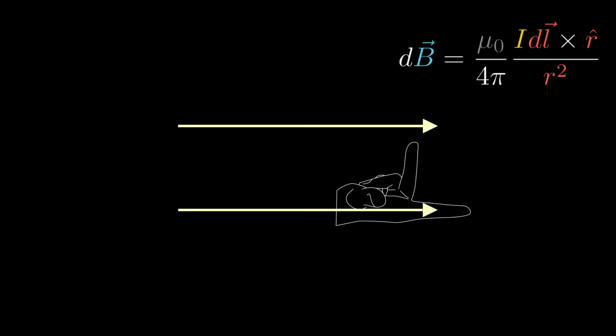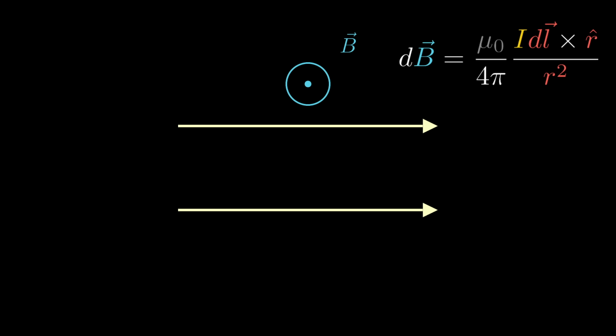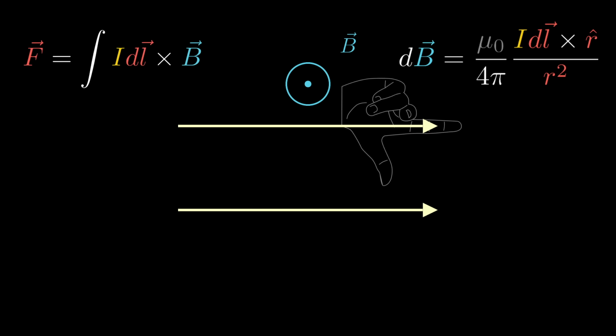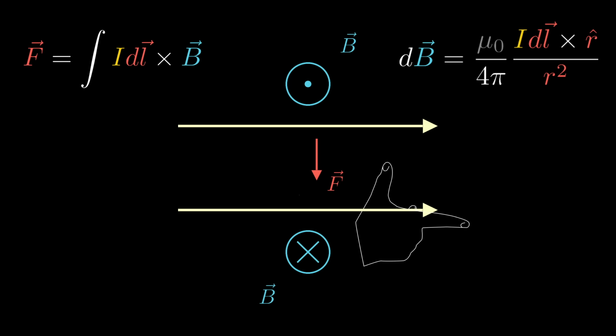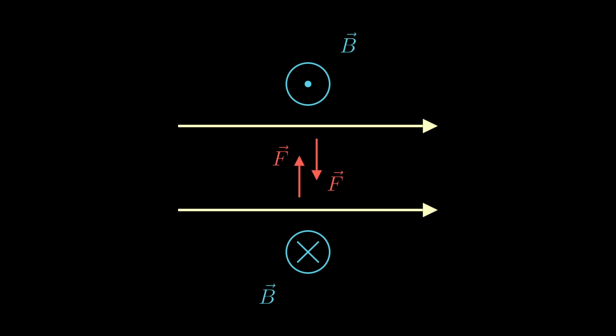Another example is two parallel wires like this. The bottom wire creates a curling magnetic field, which points out of the screen near the top wire above it. So our I dL cross B points downwards, which means that the top wire is getting pushed downwards. Likewise, the top wire creates a magnetic field that points into the screen near the bottom wire. So I dL cross B points upwards. The bottom wire is pushed upwards. So we can see that parallel currents attract each other.